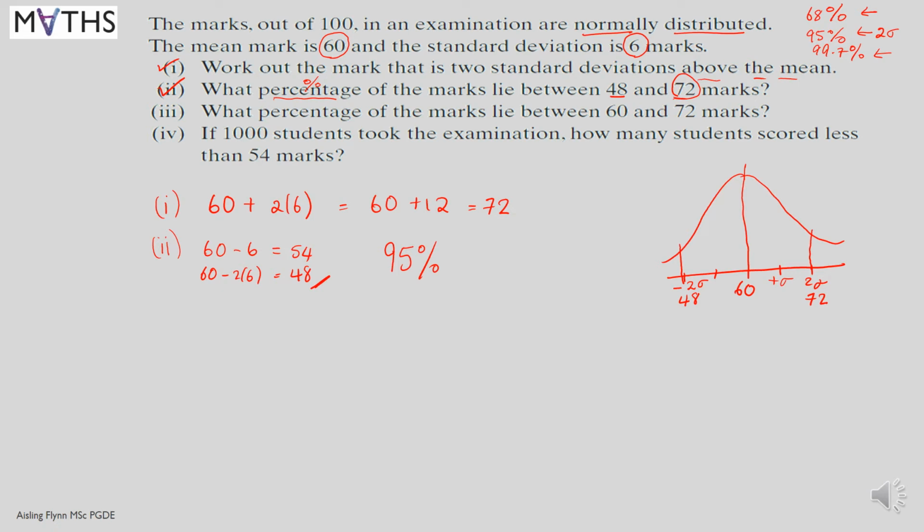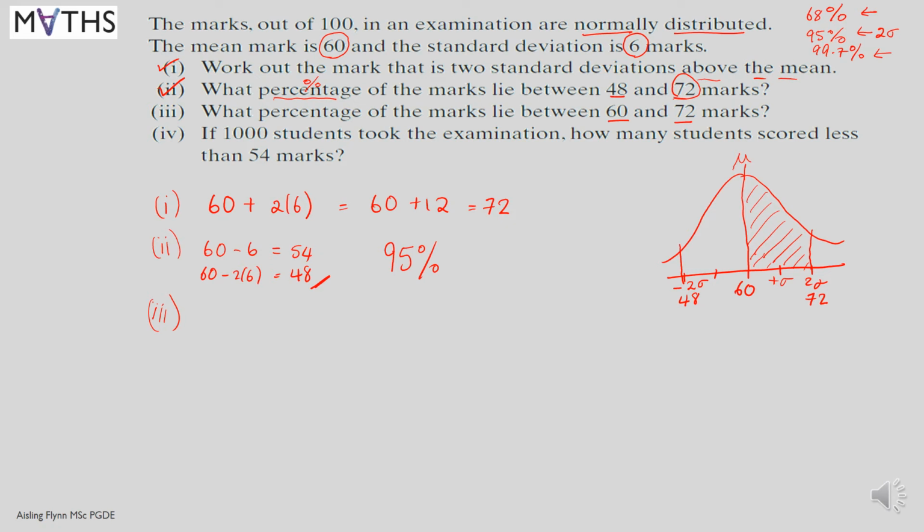Now, here it gets a bit trickier. What percentage of the marks lie between 60 and 72%? So 60 and 72, and this is where a sketch comes in handy. 60 is the central mean mark, and 72 was 2 standard deviations above. So I've shaded in the area of the distribution that they're referring to. It is just the right hand side we're looking at, from the mean up to 2 standard deviations.